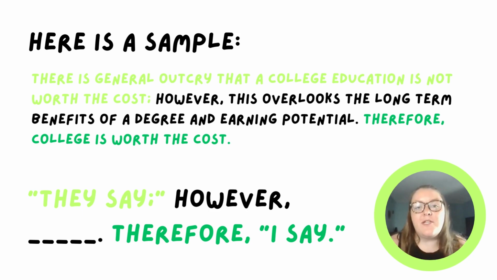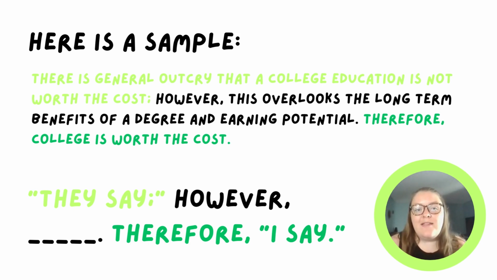As you can tell by the finished statement, I am arguing that college is worth the cost. But in that first portion in light green, I'm acknowledging that not everyone feels that way, and that there is general outcry that college is not worth the cost. Once I've established the they say or the opposition, I use a switch word or however before previewing the main points I can make to refute that idea.